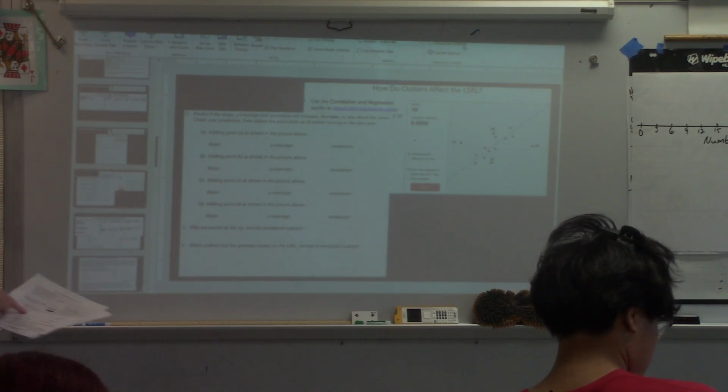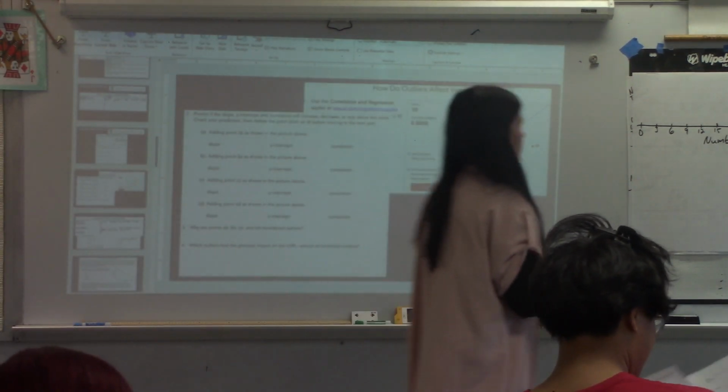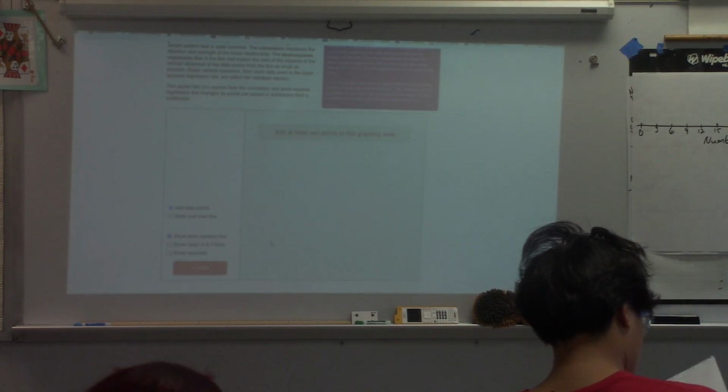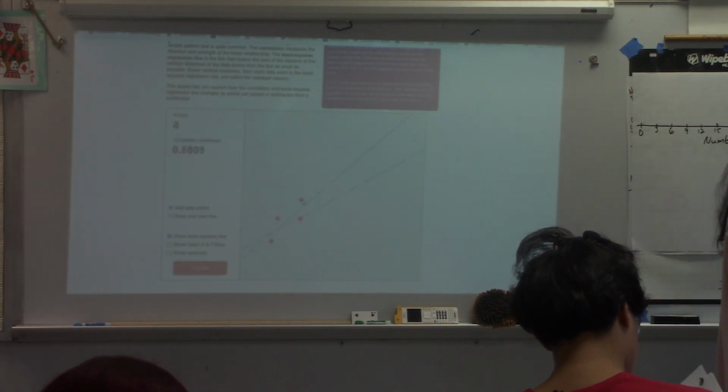Apparently that means we're supposed to put our own data points. Fill in the A and B and C and D.